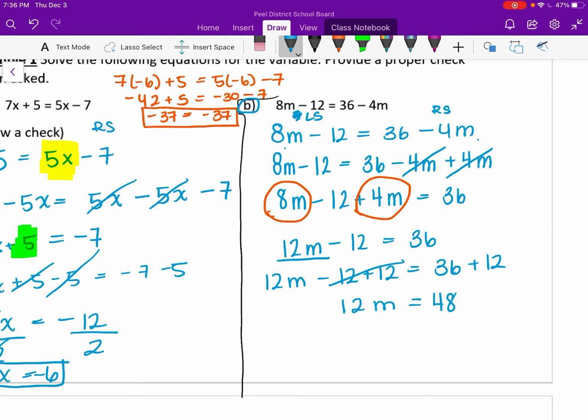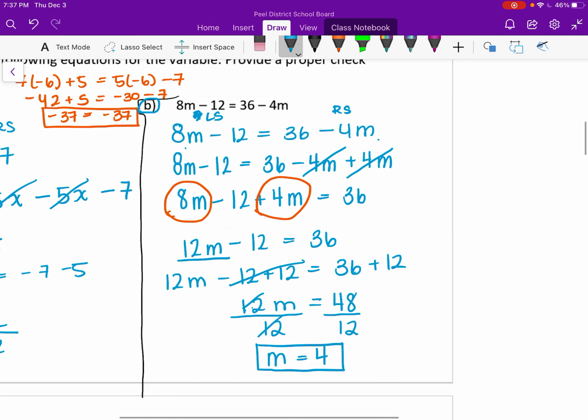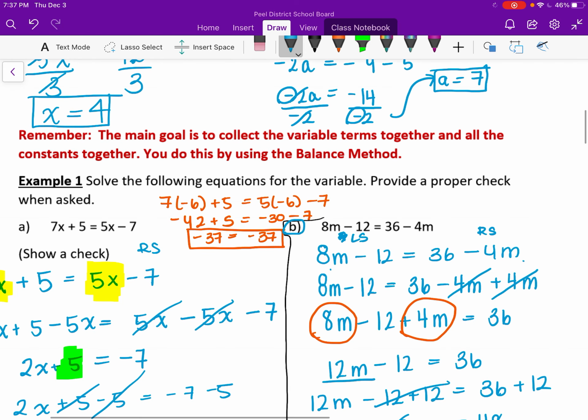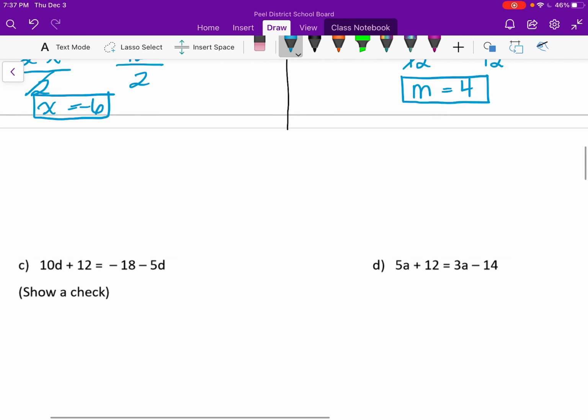Now I want to get rid of this 12m and just make it an m. And I know it's 12 times m, so I'm going to do the opposite, and I'm just going to divide it by 12. So I'm going to do 48 divided by 12. And that is going to give me m is equal to, because the 12s cancel each other out, 4. And if I had to check it, I would check it just the same way. I'm not going to do that for the purposes of this one, but you can try it by yourself.